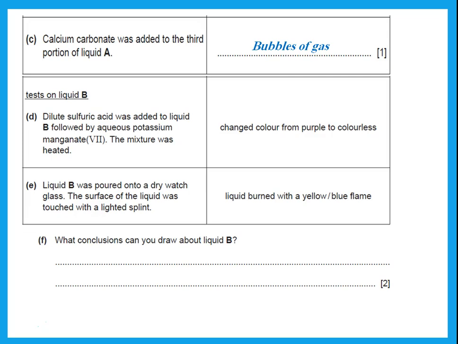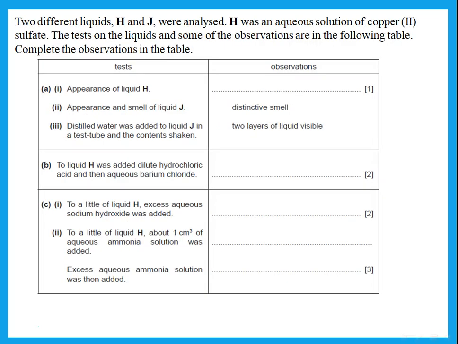Liquid B was poured onto a dry watch glass. The surface of the liquid was touched with a lighted splint. The liquid burned. So this was test for something that is flammable, and anything that's flammable is usually an organic compound. So if I bring a lighted splint and the liquid burns, that means I have an organic liquid. So it is a reducing agent because it reacted with potassium manganate, and it is an organic flammable liquid.